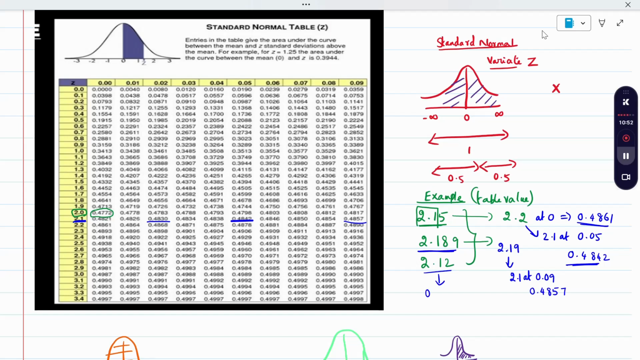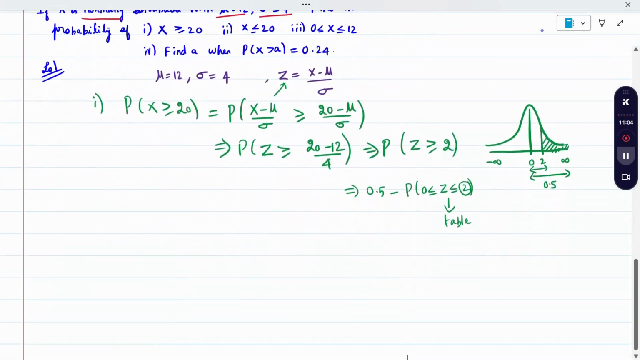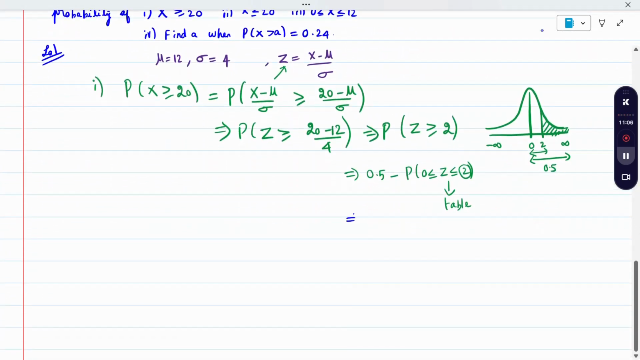0.4830. This is the way we have to see the table value. Now come with our question: 0.4772. 0.5 minus 0.4772. So subtract it, and we get 0.0228. So the first subdivision is completed.